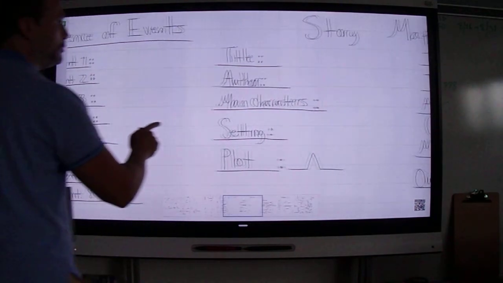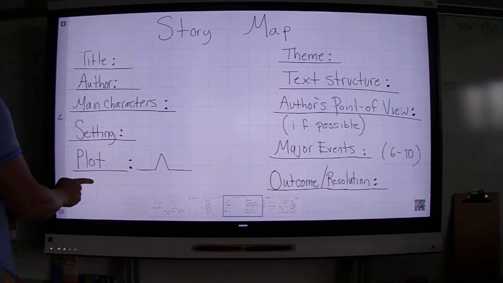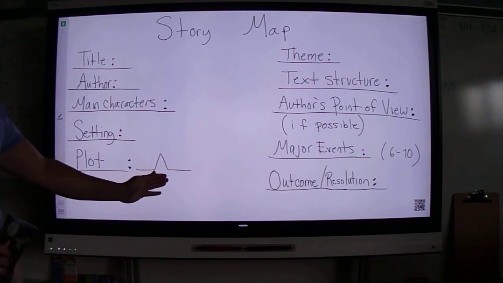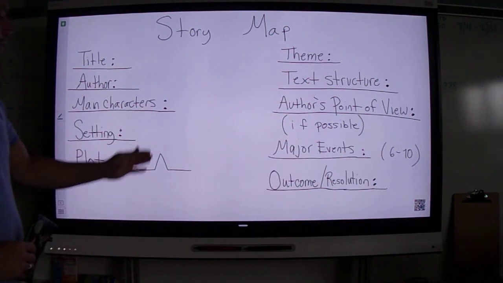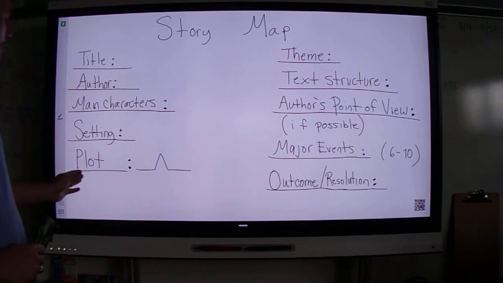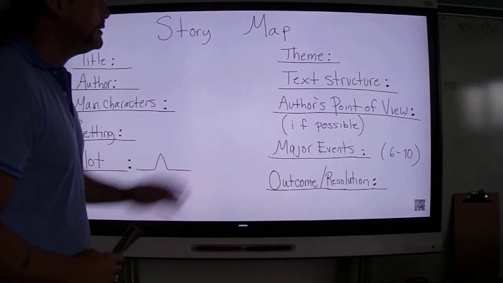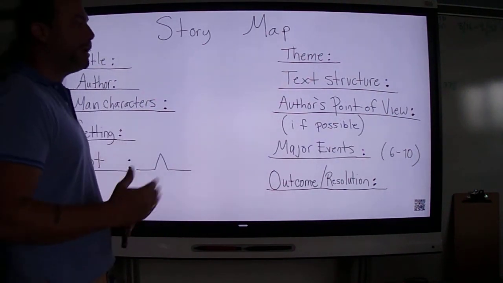The next S is the story map, a little more involved here. Story map has the title, the author, the main characters, setting, the plot. You can follow the witch's hat model, where you have the character description, you have the rising action, the climax, the falling action, and the resolution, taking you to understand the plot. The theme, the text structure. How is the text structured? It's a problem solution.